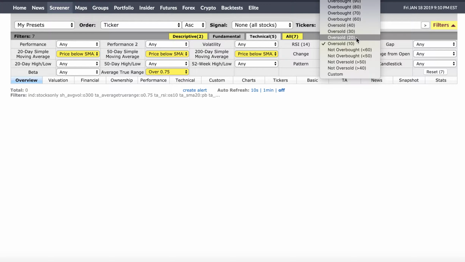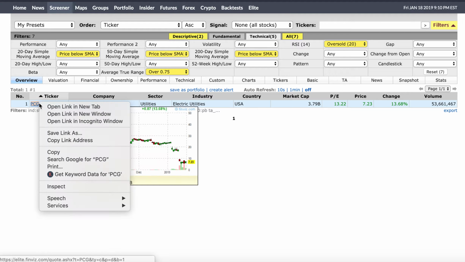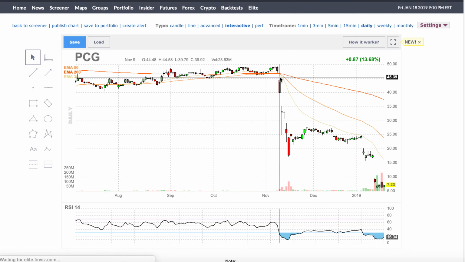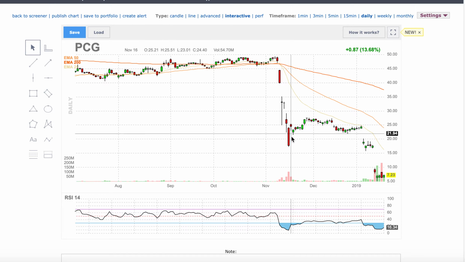So right now you don't see anything that oversold, over 20. So I'll show you what RSI really means, right? If you find this stock over here, RSI is this one over here, once the stock has gone too low.